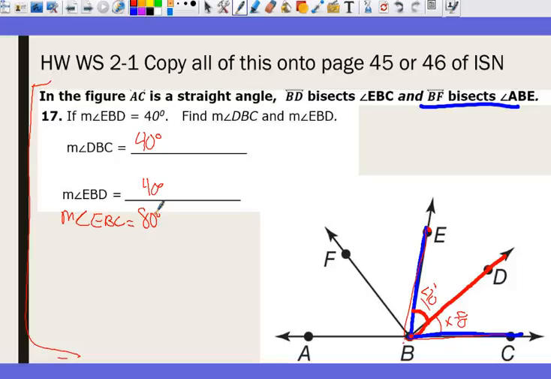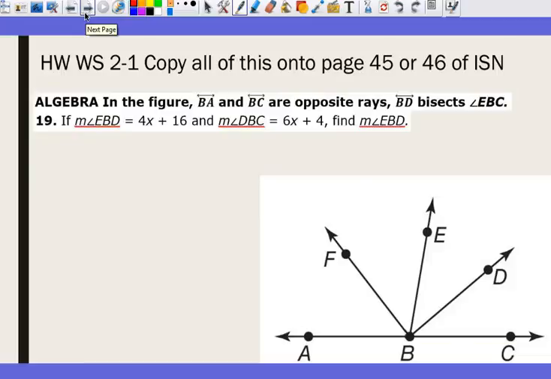All right, moving on to the next one. All right, this is the last problem. You need to write this in your ISN. I'm going to give you guys 4 minutes.